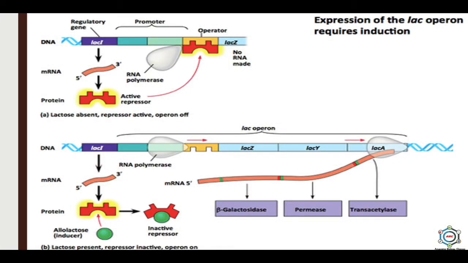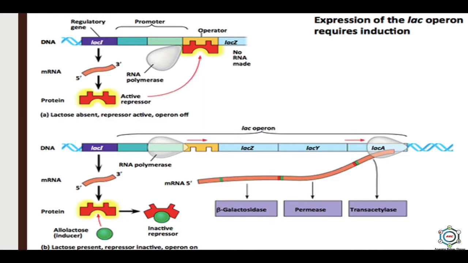Now, in the lac operon, the structural genes are LAC-Z, LAC-Y and LAC-A, encoding beta-galactosidase, permease and transacetylase respectively. Transcription occurs from a single promoter that lies upstream of these structural genes and binds RNA polymerase. However, also present are an operator site between the promoter and the structural genes and a LAC-I gene that codes for the lac repressor protein.